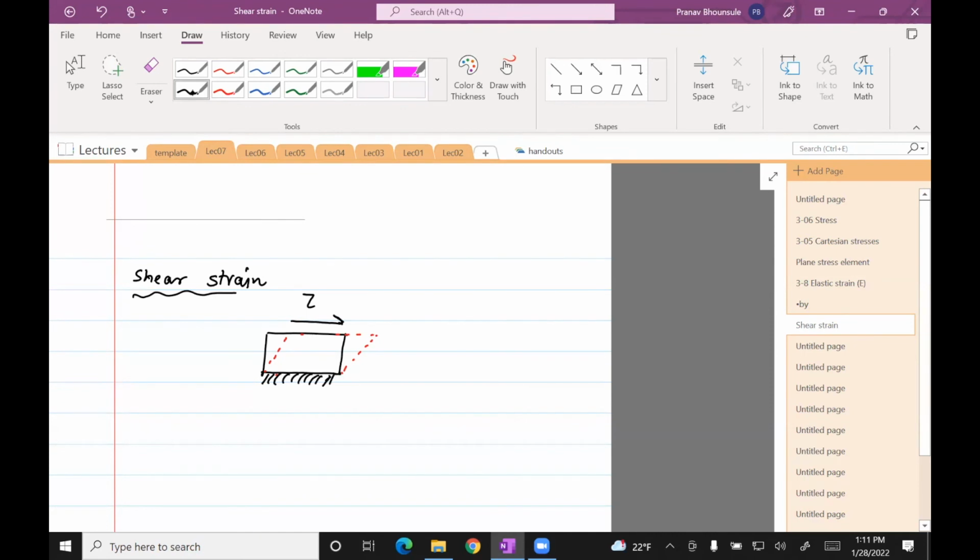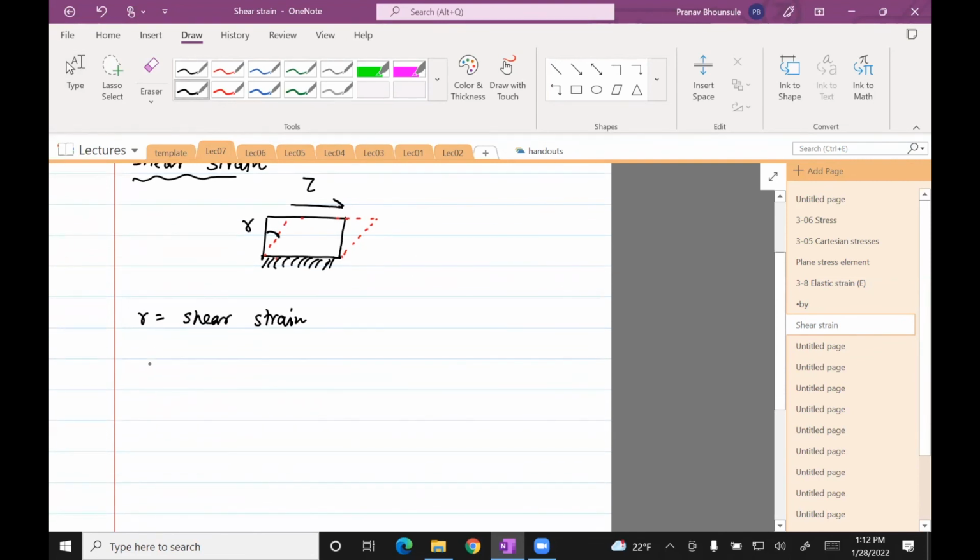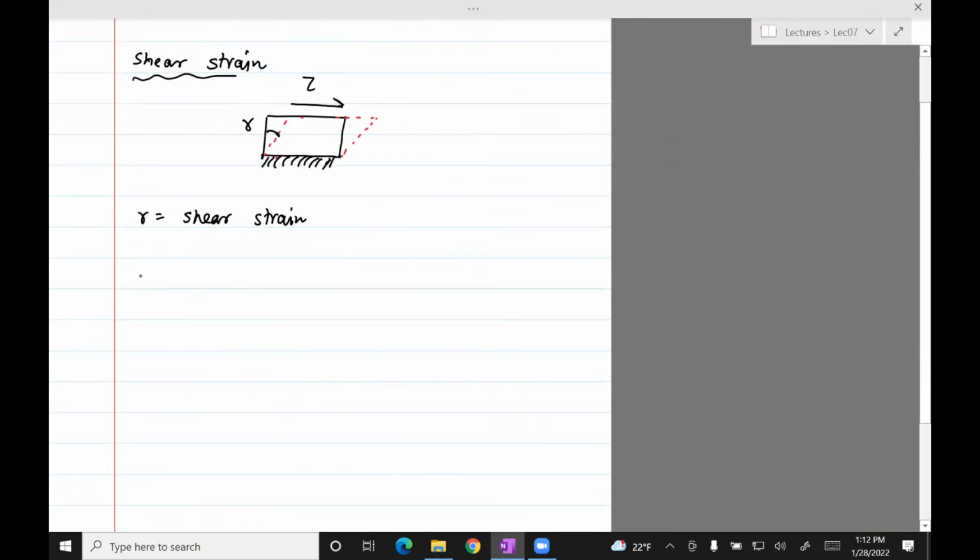So this angle here, let's call that gamma. Gamma is the shear strain. And there's a formula for gamma. It is gamma, the shear strain, equals tau, the shear stress, divided by G, where G, just like Young's modulus, is a material constant called the modulus of rigidity or shear modulus.